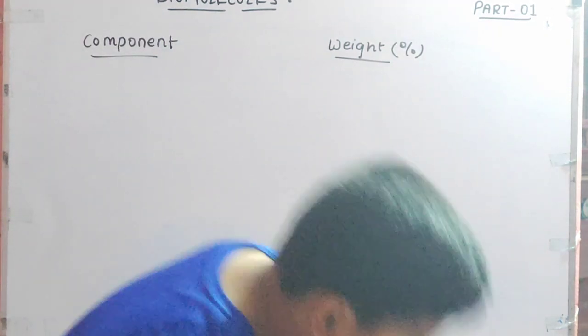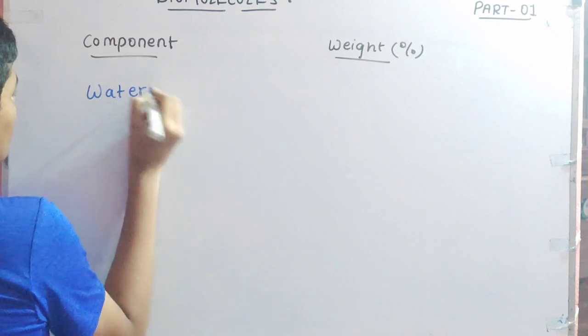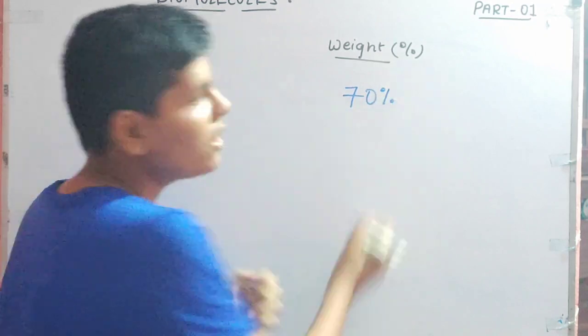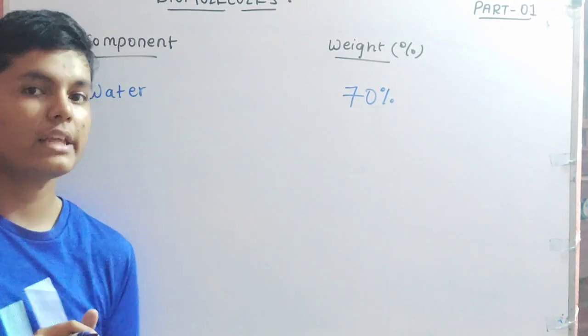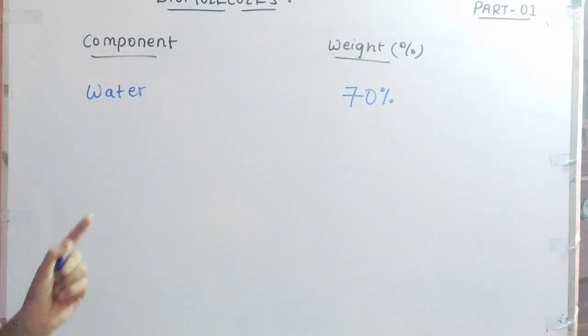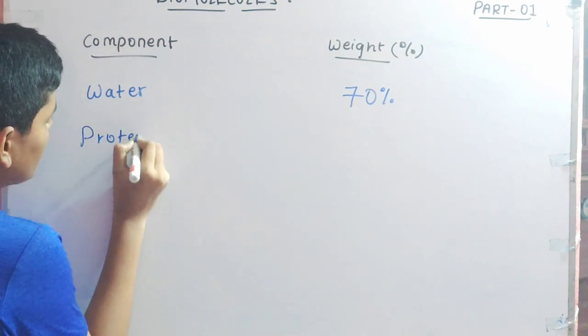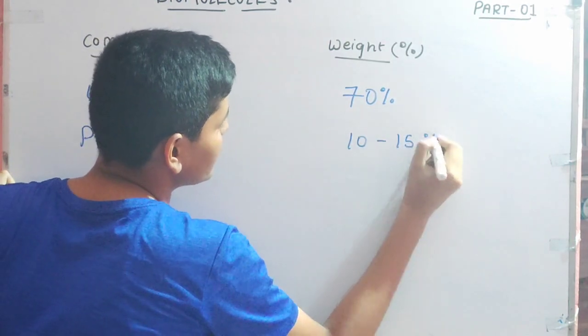First one, we have water. Water is 70%. We all know that 70% of our body is composed of water, but not only the body, each and every cell of the body has 70% of water present in it. After water, we have proteins, which is 10 to 15%.